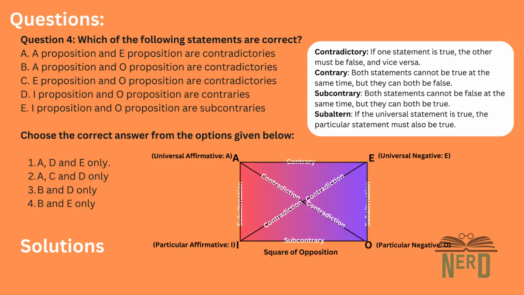B, A proposition and O proposition are contradictories. This is correct. A and O are contradictories, meaning if one is true, the other must be false, and vice versa.